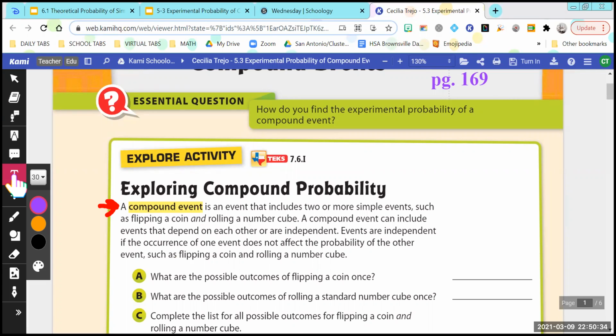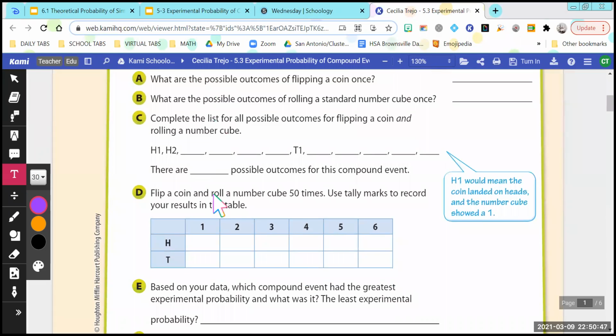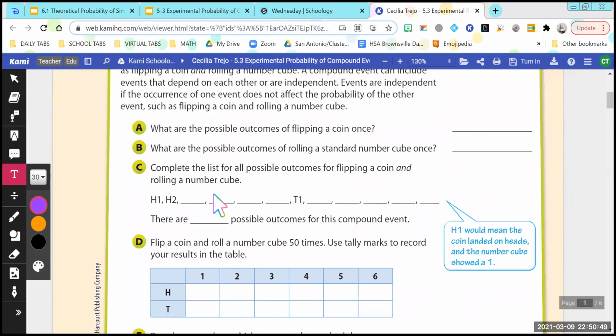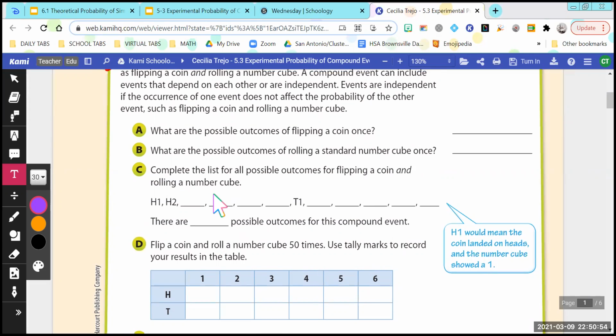All right, so that's a little bit of description about compound probability and probability of compound events. Okay, we're going to do this explore activity on this first page, and we're going to answer not all of them because we won't be able to get to that part, but at least get me thinking about compound events.